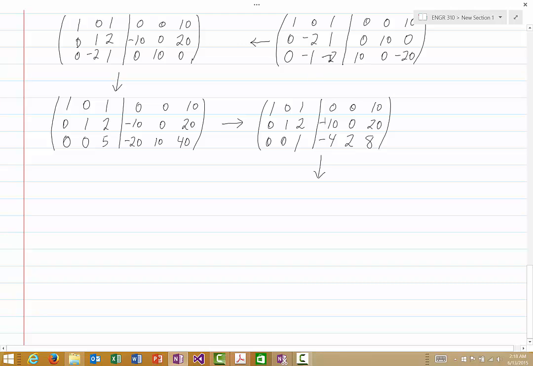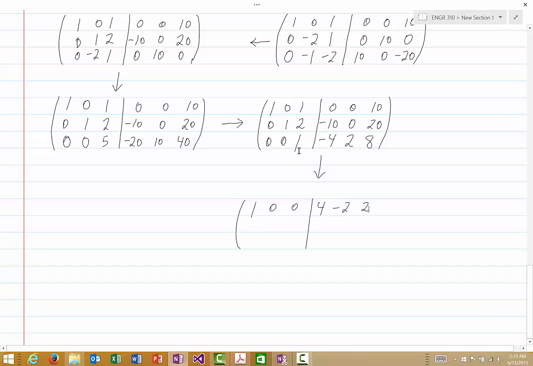Okay, so we're going to add the negative of the third row to the first row. We'll get 1, 0, 0 on the left-hand side, and when we add the negative of the final row to the first row over here on the right-hand side, the negative of negative 4 is 4 plus 0 is 4. The negative of 2 is negative 2 plus 0 is negative 2. And the negative of 8 is negative 8, and 10 is positive 2.